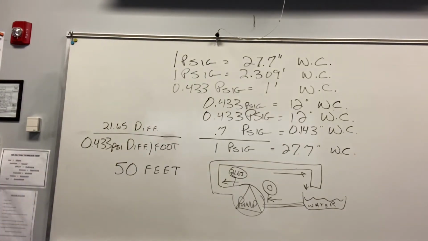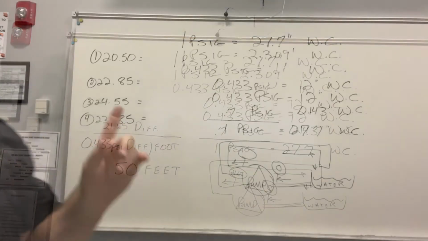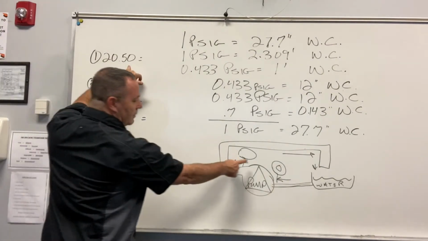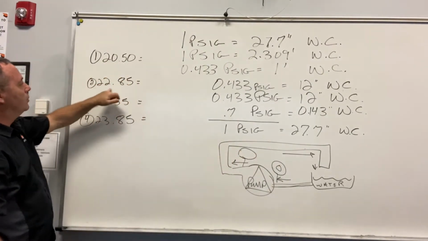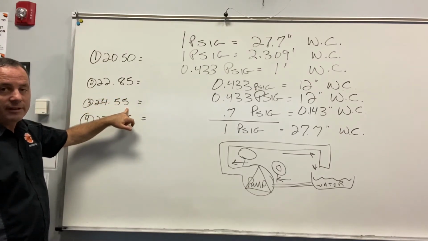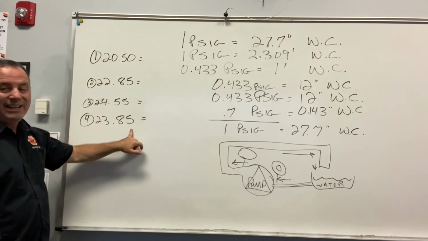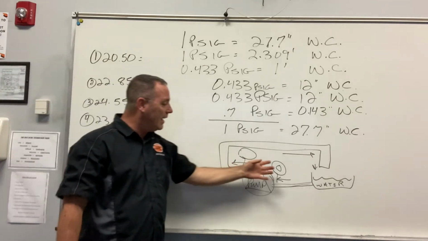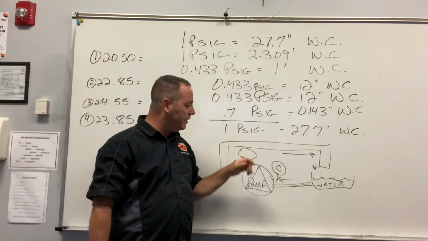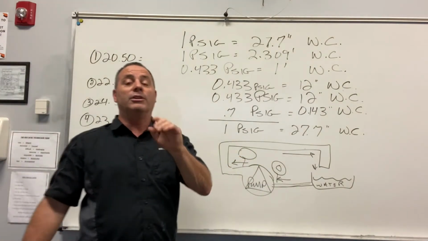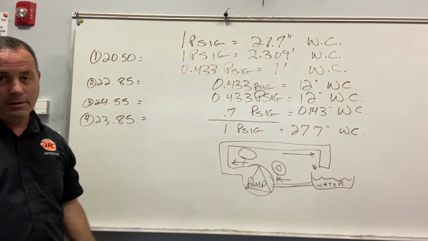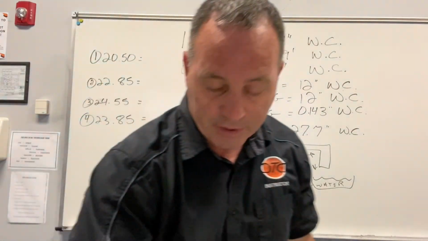Now let's go ahead and do an example here, practice. Okay, I want us to do some samples. 20.5 would be the pressure here. 22.85. 24.55. And 23.85. Those are 4 different pressure differences that this pump could produce. Now I want you to tell me how many feet each one of these could pump. Okay, and the next code word is zoom.